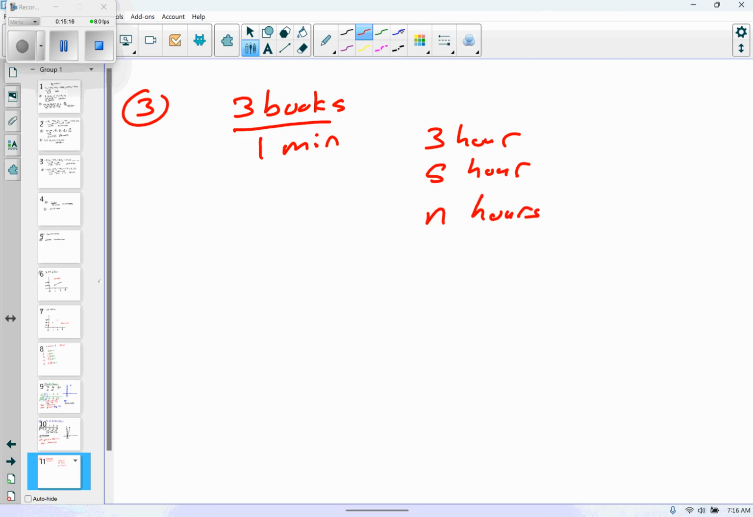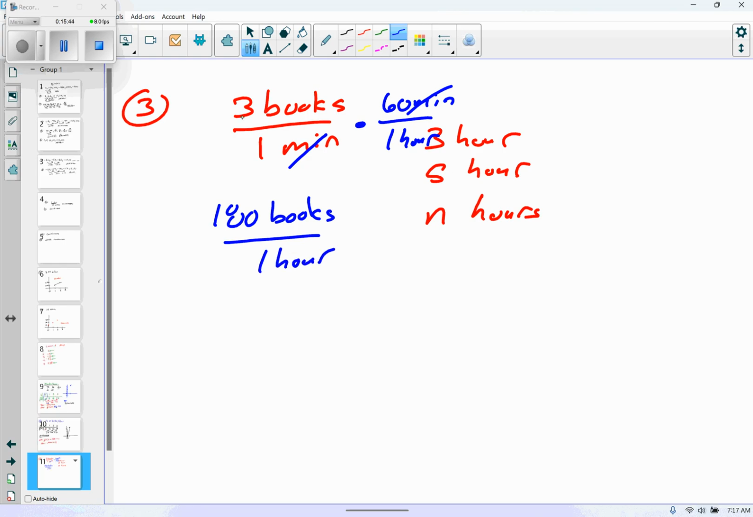All right, so we need to think about how we can convert this. If I wanted to make this per hour, I have to realize there are 60 minutes in 1 hour. Now the minutes cancel, and that says I can do 180 books in 1 hour. This is called dimensional analysis. I multiply those together and cancel out the units.